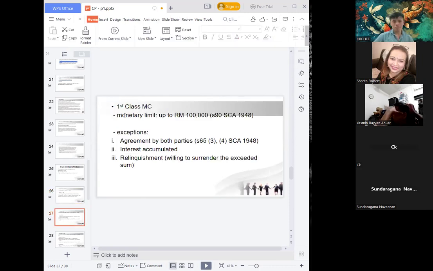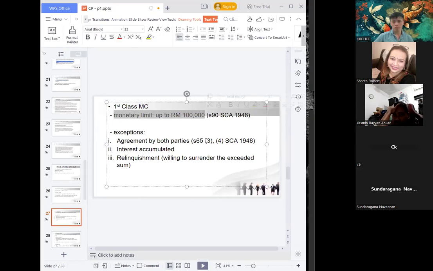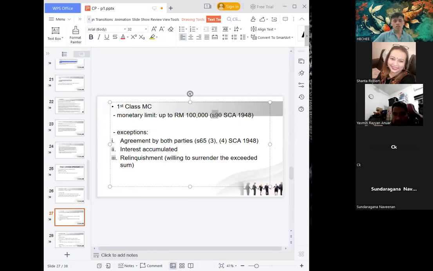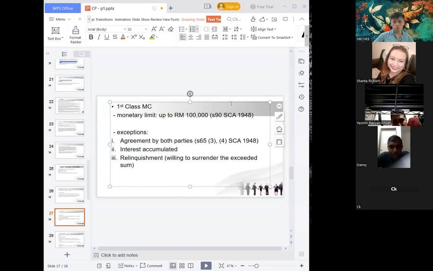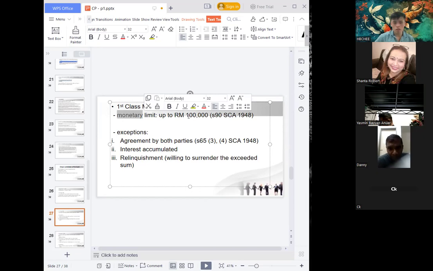Then the first class magistrate court, the monetary limit is up to 100,000. This is provided in section 90 of your Subordinate Courts Act 1948. However, there are certain exceptions. The first is agreement by both parties. So let's say today you are going to claim more than 100,000, then you all decide because you want to cut costs, you all agree to file the action in the magistrate court because you want a cheaper court filing fee. So even though the monetary limit is 100,000, if you're claiming more than that, you write and agree by both parties, okay, we accept.